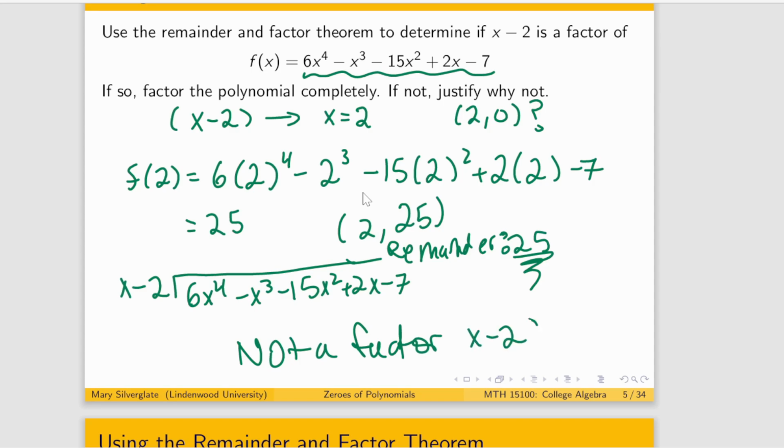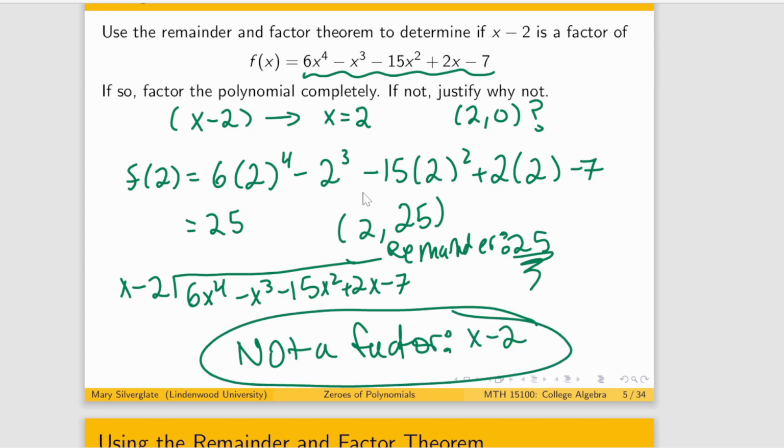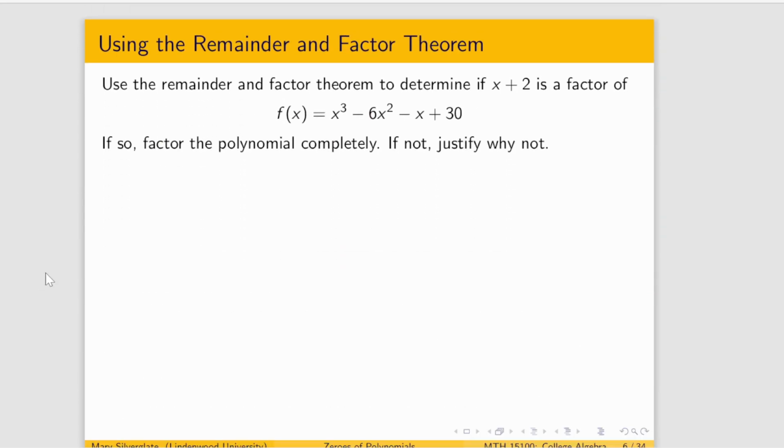I know I have a remainder. I know I have a 0. X minus 2 is not a factor of this polynomial. Now I could check for a different factor. So in particular, if x plus 2 is a factor, what 0 am I actually checking to see if it works? X equals negative 2.